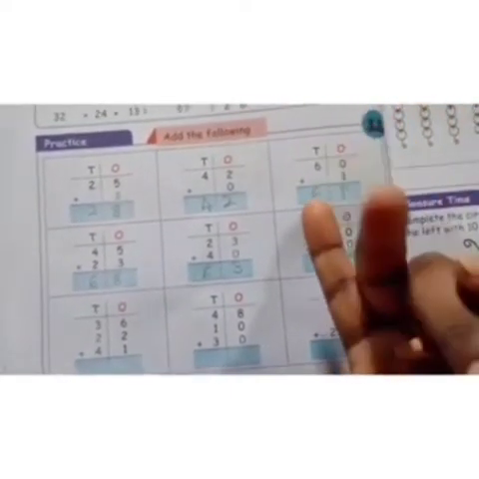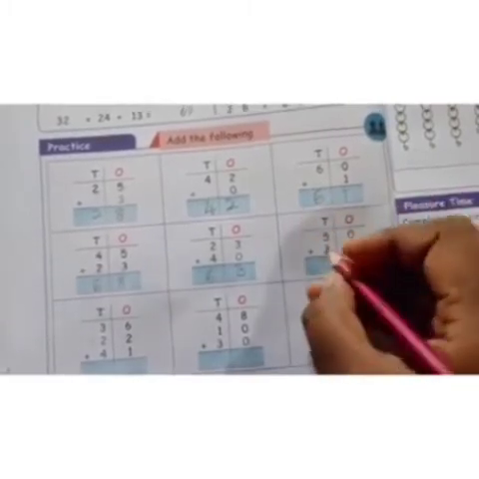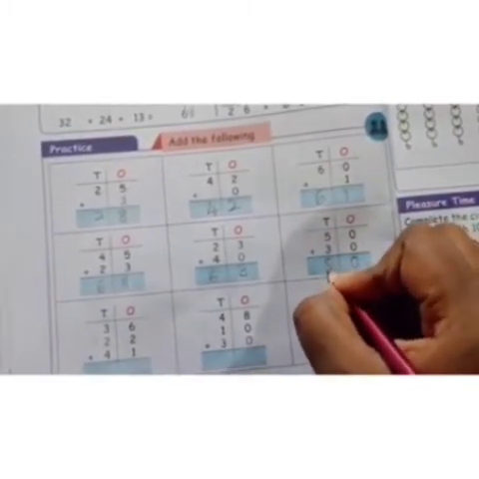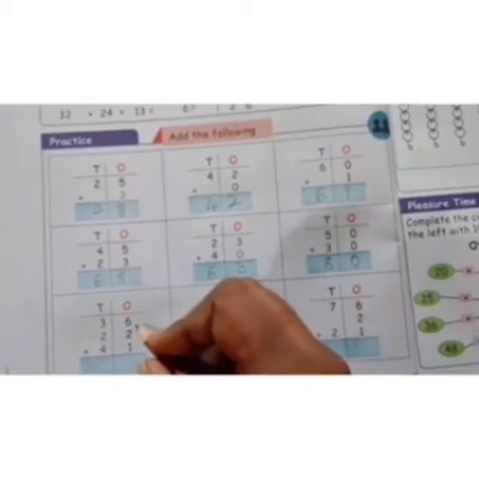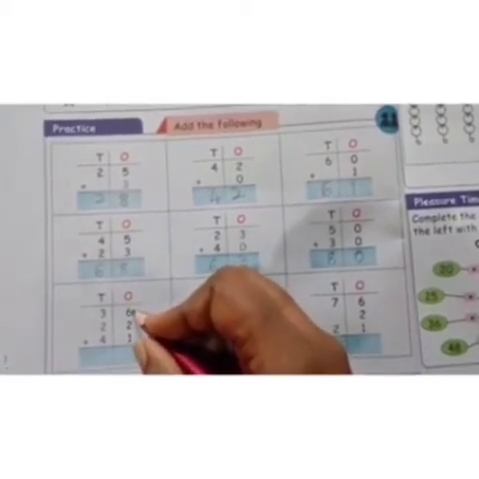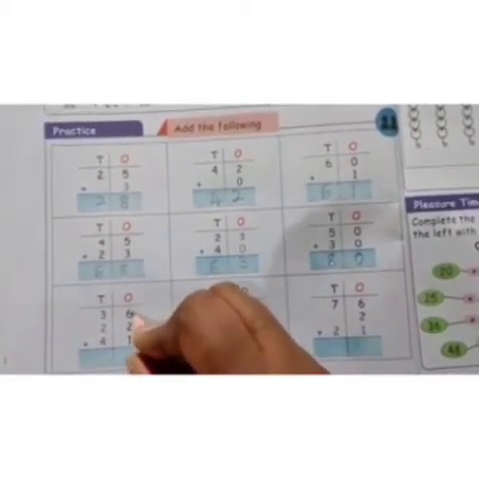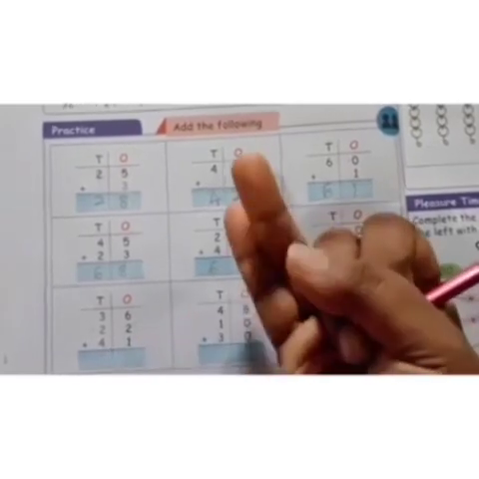After 5, 6, 7, 8. Next, 6 in the mind, 2 in the fingers.